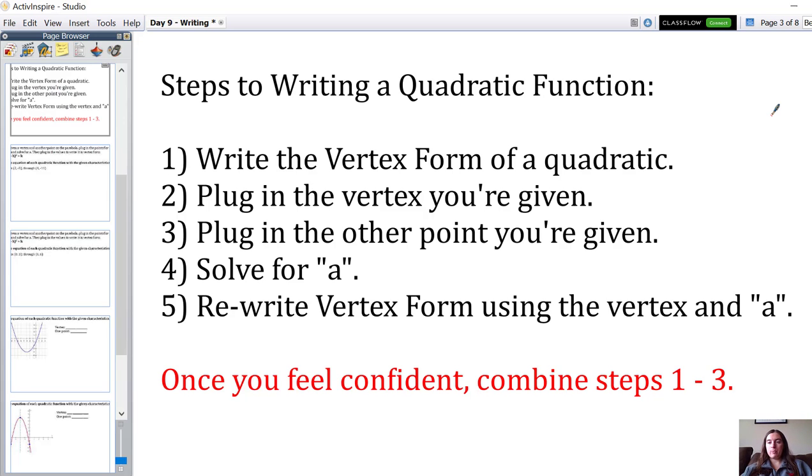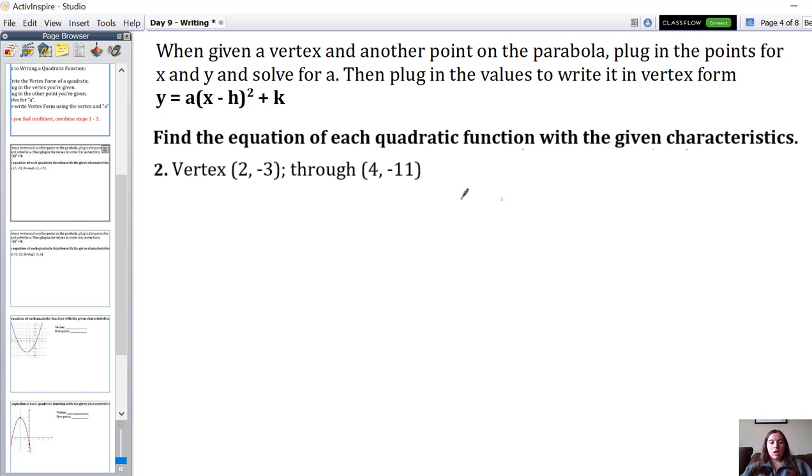So in example number 1, we have a vertex of (2, -3), and we go through the point (4, -11). Now, here's our vertex form. y equals a times (x minus h) squared plus k. My vertex is my h and k. The other point that we're going through, that's going to be x and y. And the only thing we don't know is a.